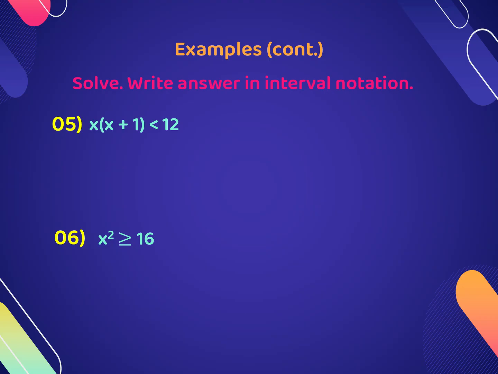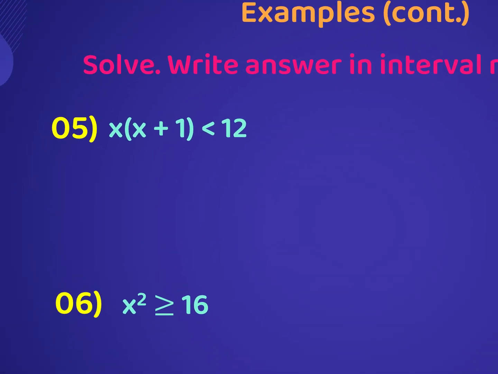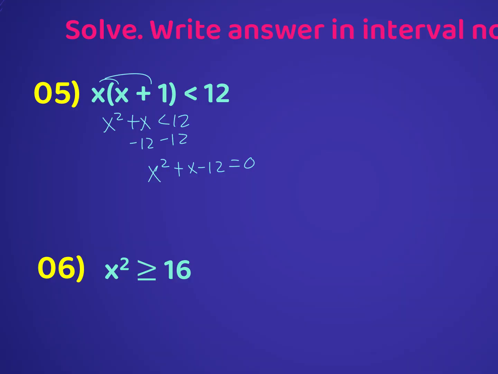All right, so we can solve this like normal, right? Looks a little bit different just because it's not in standard form, but we want to get it in standard form. So I can distribute x and make this into an x squared plus x is less than 12. And then I can subtract 12 on both sides. And then I get x squared plus x minus 12. I'm just going to set this equal to 0, right? Just because we don't really care about the symbol. Only at the end when we're testing values do we care about that.